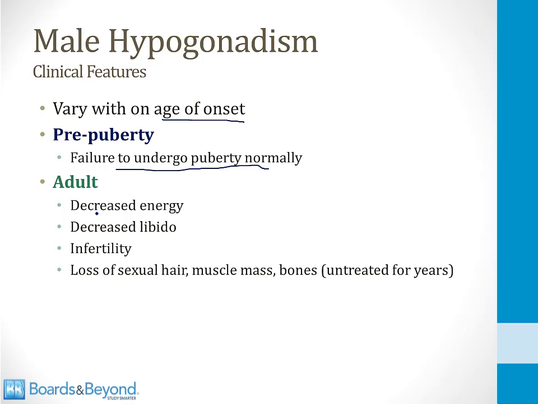In the adult, the symptoms include decreased energy, decreased libido, which is sexual desire, and infertility. You need testosterone for normal production of sperm. And then finally, if hypogonadism in the adult male goes untreated for years, this can lead to loss of sexual hair, muscle mass, and even bone density.